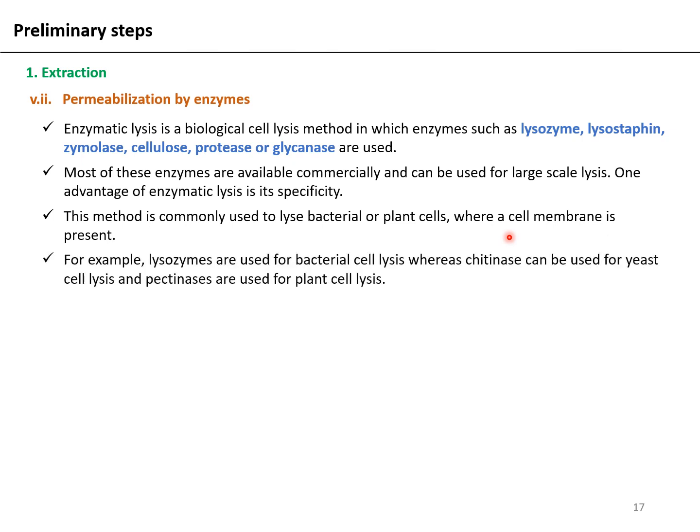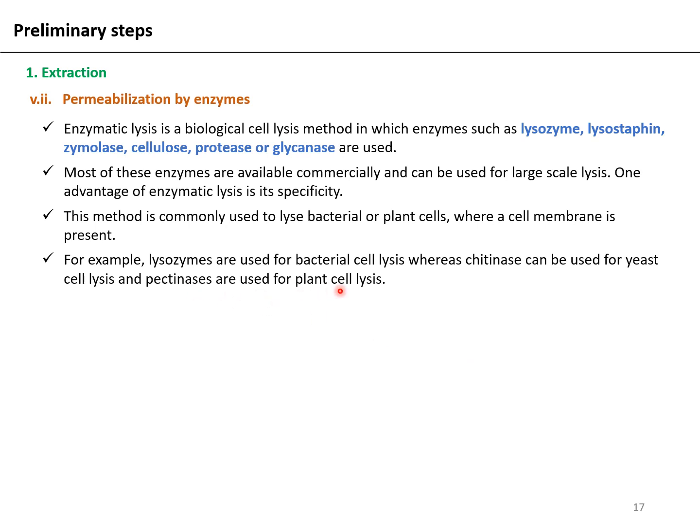For example, lysozymes are used for bacterial cell lysis, whereas chitinase can be used for yeast cell lysis. Why? Lysozymes attack the peptidoglycans, and the bacterial cell wall is made up of peptidoglycan. Chitinase can be used for yeast cell lysis because the yeast cell wall is made up of chitin, so you're going to use chitinase for it.